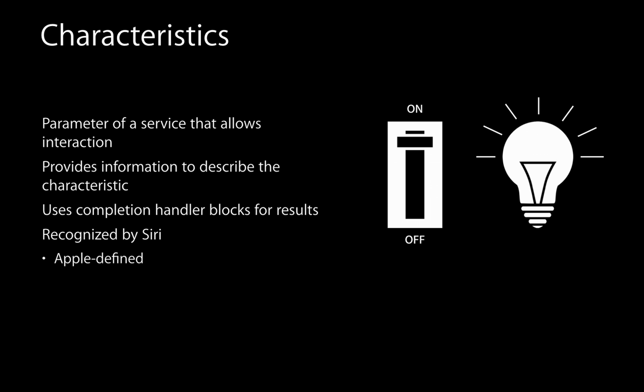Characteristics provide some information, some metadata about the characteristics, so they are self-describing. You might get a range, you might get units, step values, and so on. So you can display appropriate controls to a user when you get a characteristic. You get the results through a completion handler because it may not be immediate. And characteristics are recognized by Siri, although they are not named by the user. We've defined a number of characteristic types, and Siri can understand what those mean, so users can interact with those giving commands through Siri.